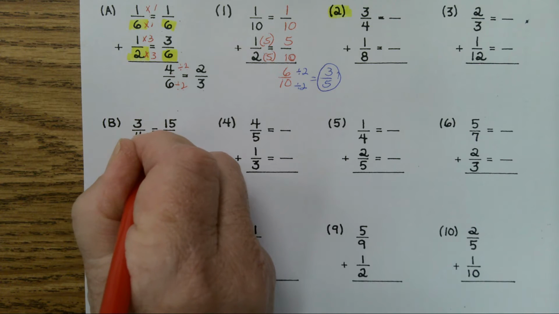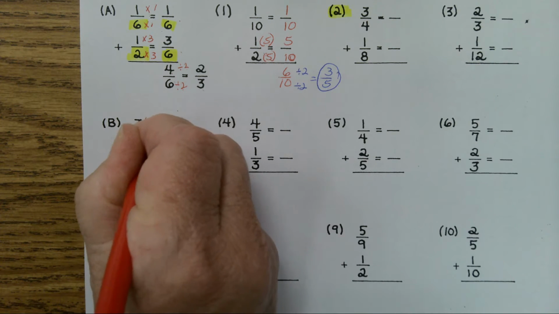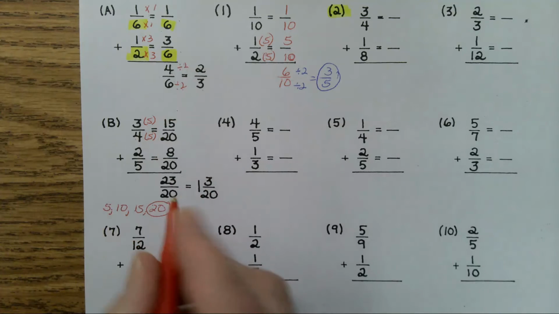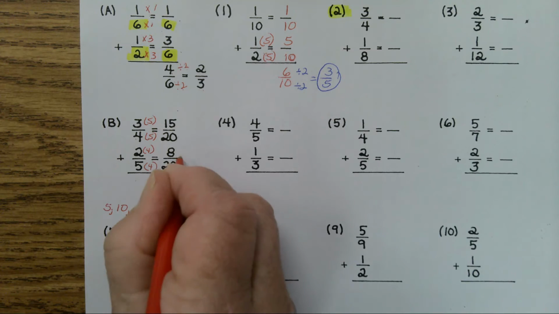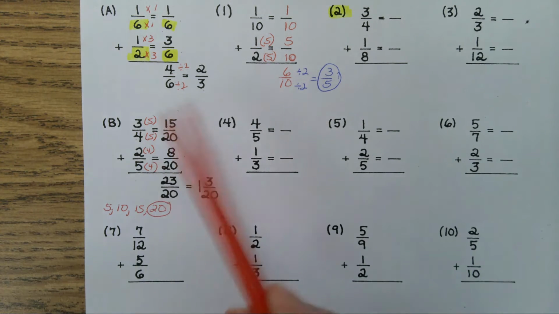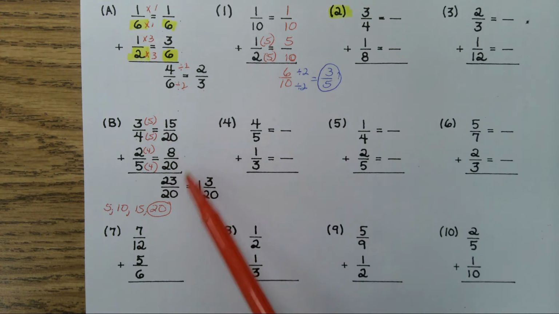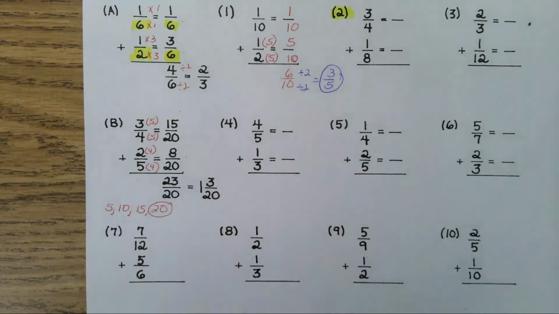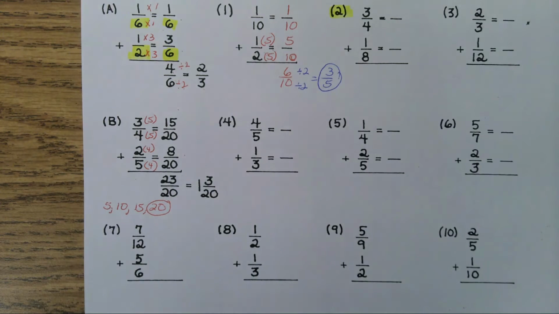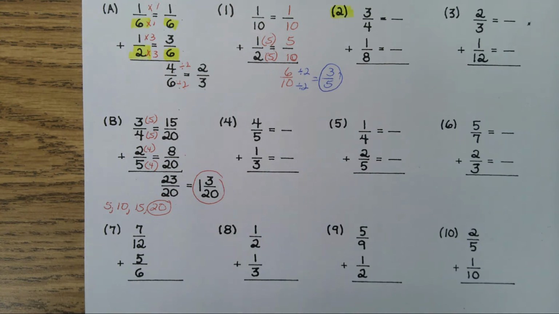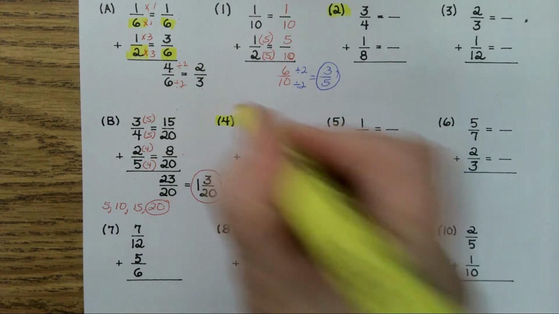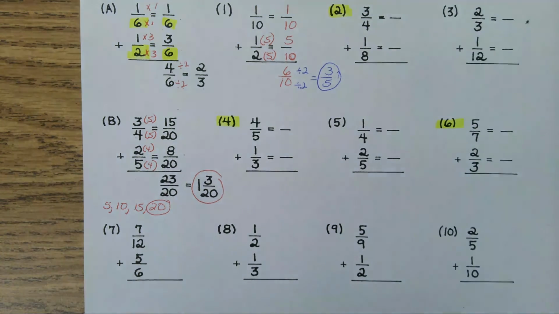4 times 5 is 20. 3 times 5 is 15. 5 times 4 is 20. 2 times 4 is 8. Then you have 15 plus 8 is 23 over 20. That is an improper fraction. How many 20s are in a 23? 1. How many are left over? 3. 1 and 3/20 is your final answer. On this line, I would like for you to do 4 and 6 for homework.